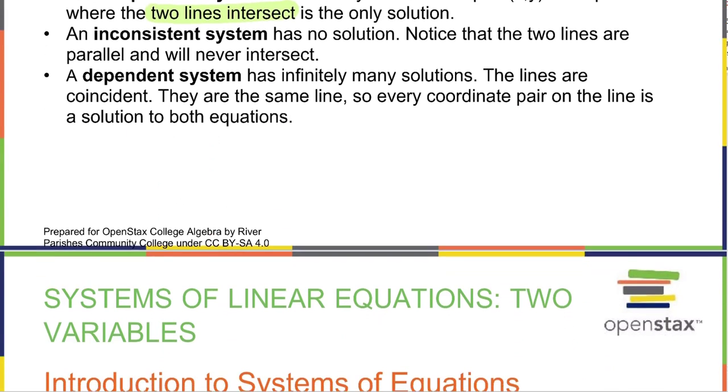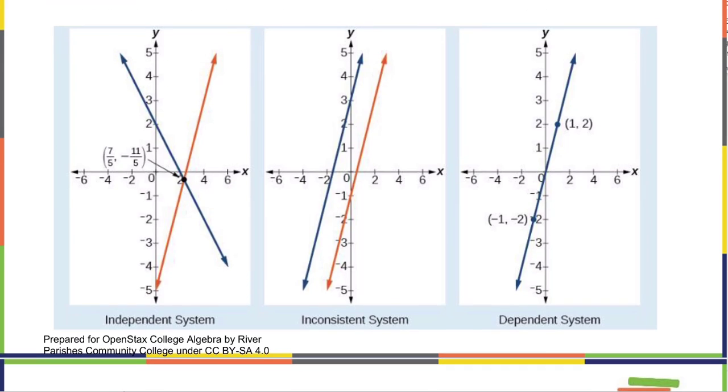And here we have these illustrated. So this first one is the independent system with one solution. See, the solution is right here where the two lines intersect. Then we have the inconsistent system where there's no solution because the lines will never intersect because they're parallel. And then we have the dependent system where it's coinciding lines. So one line is on top of the other line, which means they cross at every single point, an infinite number of points.